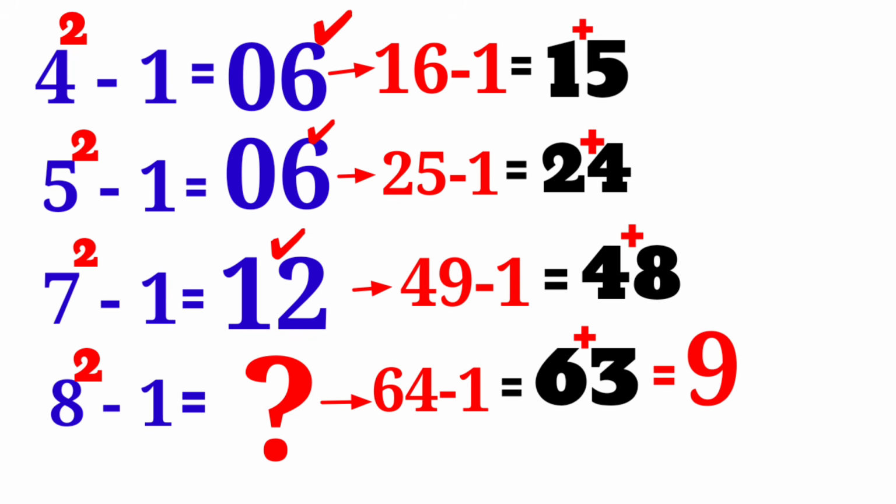9 is the correct answer of this sequence. 8 squared minus 1 is 9. 9 is the correct answer of this sequence.